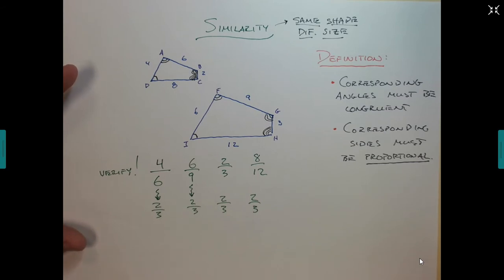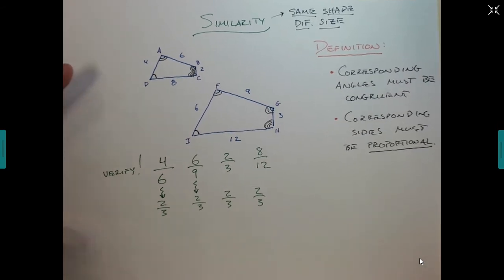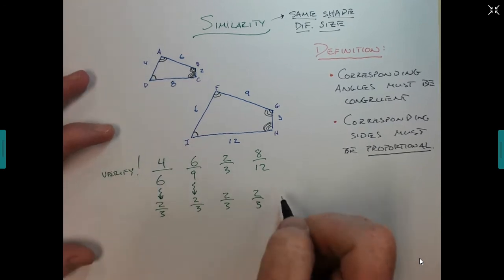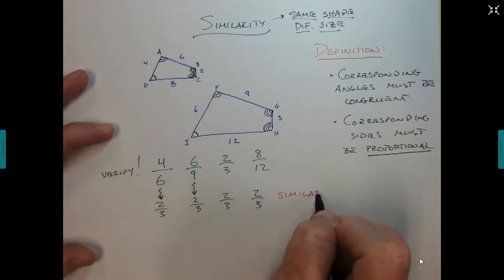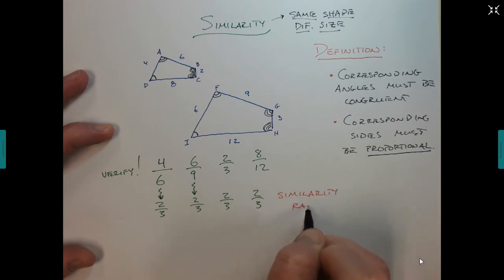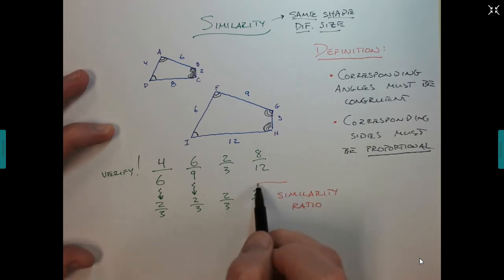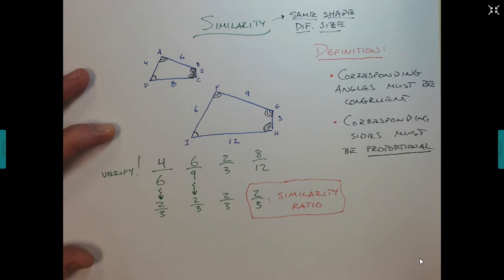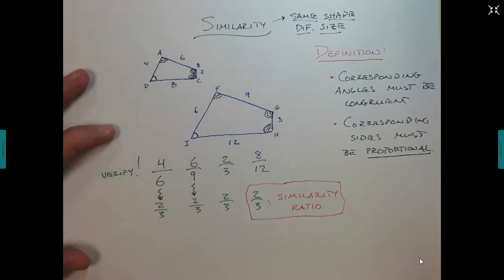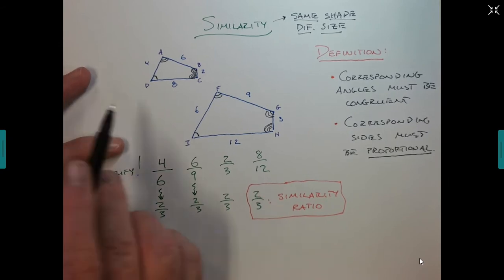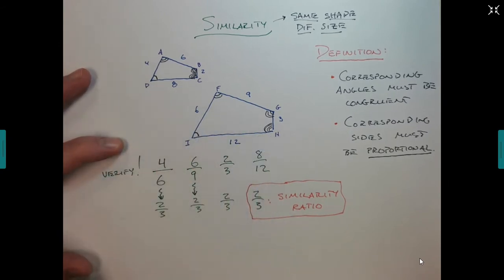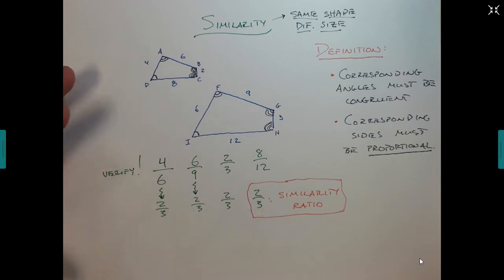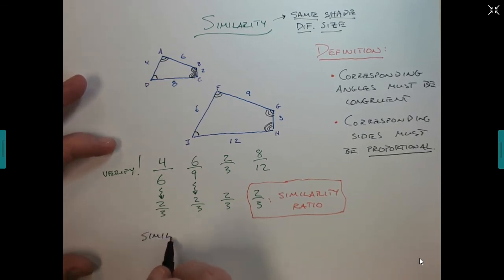This fraction here is referred to as the similarity ratio. The similarity ratio for this problem is 2/3. This is a common relationship amongst all the corresponding sides. And if I knew that all the corresponding angles were equal, and I verified that the sides were proportional, then, and only then, can I write what's called a similarity statement.